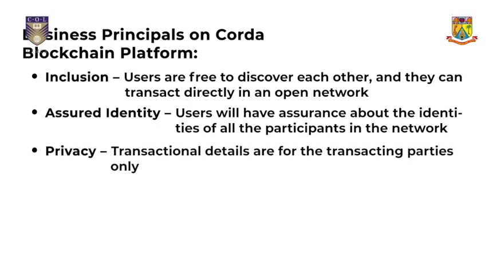Transactional details are for the transacting parties only. So, if you are transacting with another user, both of you can see the details but no one else can. The only exceptions are the users who are participating in the consensus.